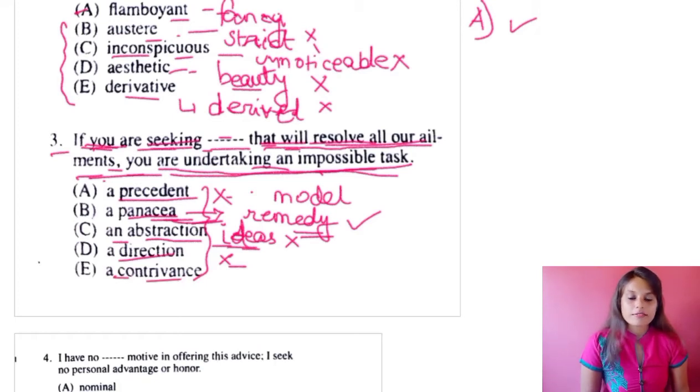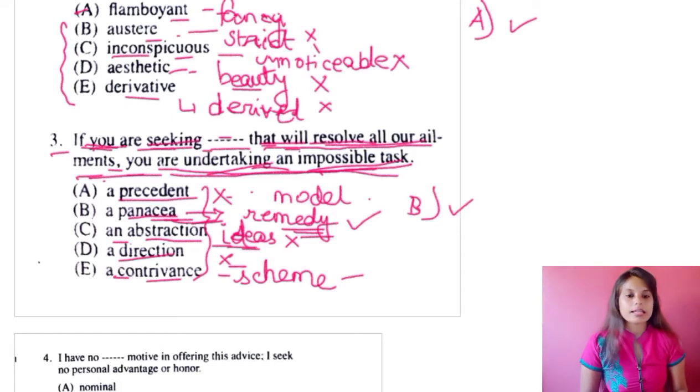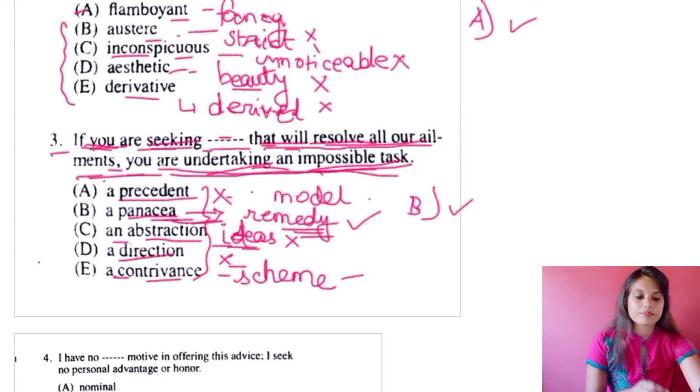What about contrivance? Now contrivance means a scheme. So they are talking about a scheme that will solve all their problems, all right? And finding that scheme is an impossible task. It's better to talk about remedies and solutions rather than schemes. So it's better you choose number B. B would be the correct option. Let us move over to question number 4.